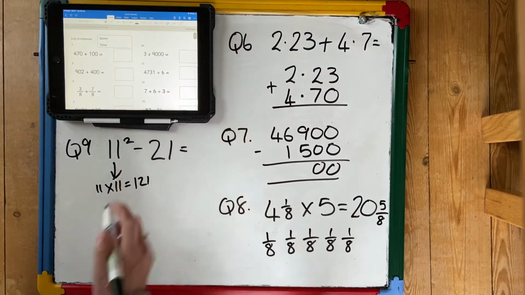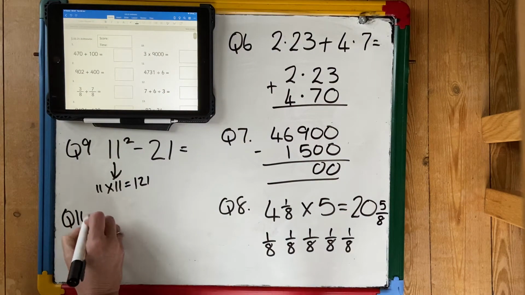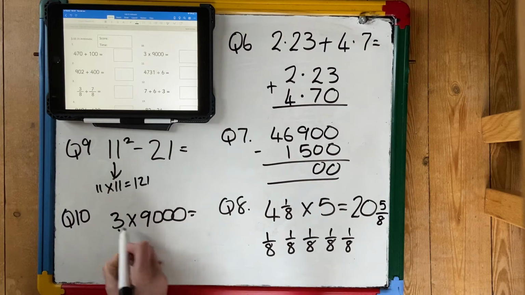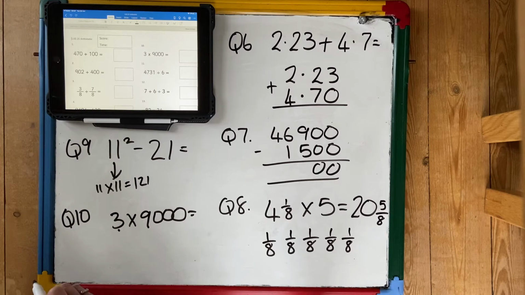Question 10. 3 multiplied by 9,000. So what's 3 multiplied by 9? And then make it 1,000 times bigger.